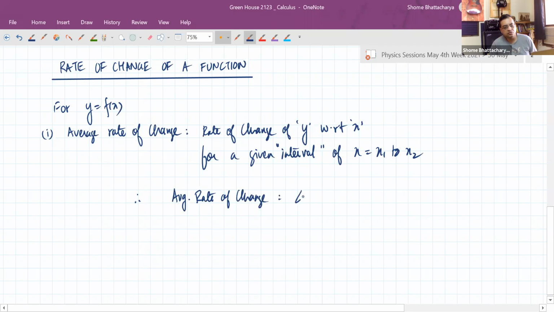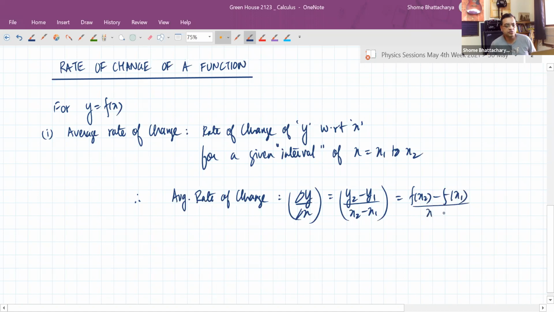It is change in y upon change in x for that given interval. So it is nothing but y2 minus y1 upon x2 minus x1, where further, y2 can be written as f of x2 and y1 can be written as f of x1, divided by x2 minus x1. So this becomes a simple formula for the quantity average rate of change.